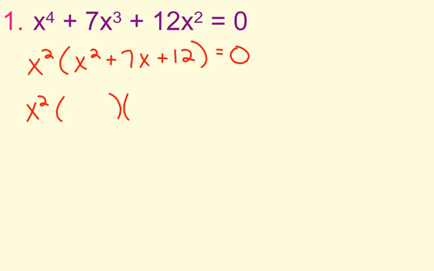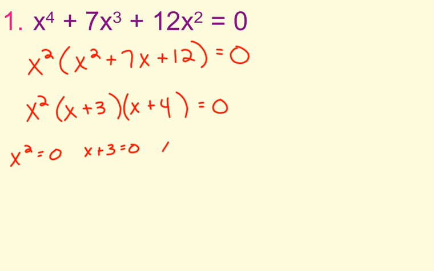So I'm going to make my two parentheses. Factors of x squared are x and x. Factors of 12 that add together to make 7. Hopefully we see that that's 3 and 4. So now I've fully factored this side of my equation. In order for me to solve, I set each factor equal to 0. So x squared equals 0, x plus 3 equals 0, x plus 4 equals 0.